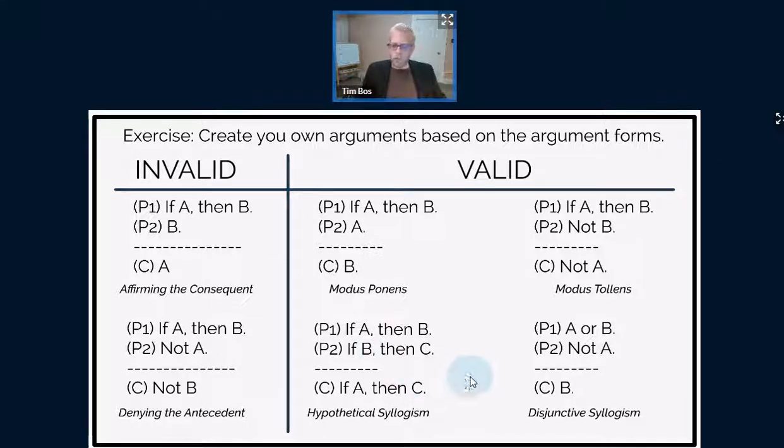So yeah, do both: look at all these argument forms and see what makes sense and what doesn't, and then try to do those exercises, right? See which of these formats they correspond to.